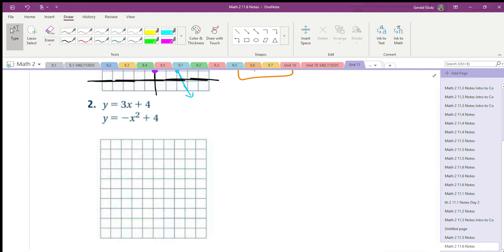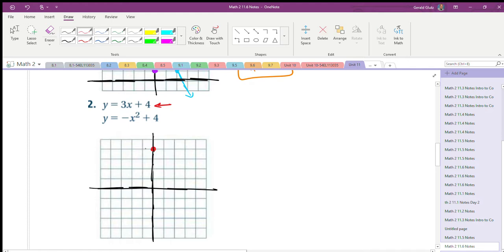So in example 2, I'm going to make my little x and y axis first. I'm going to graph, this time the first one's a linear function, so start at the y-intercept, so 1, 2, 3, 4. And then the slope is 3, so that means I can go up 3, right 1, or down 3, left 1. Oops, I messed up my little y-axis there. So down 3, left 1, down 3, left 1. So here's our line. Well, it should be a straight line, close enough.